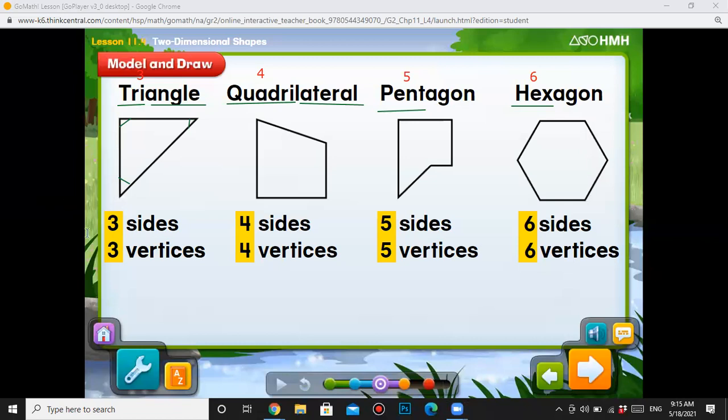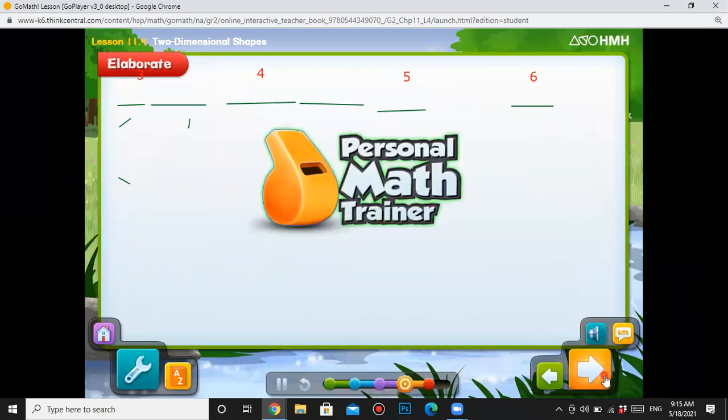Can you see it? 3, 4, 5, 6 sides. 3, 4, 5, 6 vertices. All the sides and vertices are equal to each other. These are the same. Okay, I think we're done. Now let's practice with the personal math trainer. Done. So let's go back to our book.